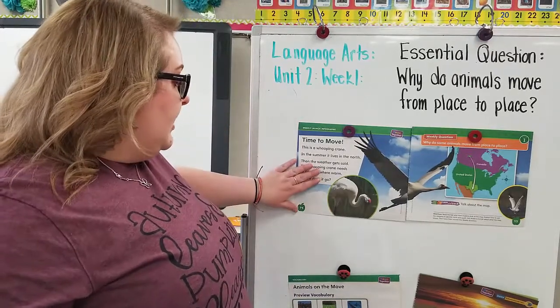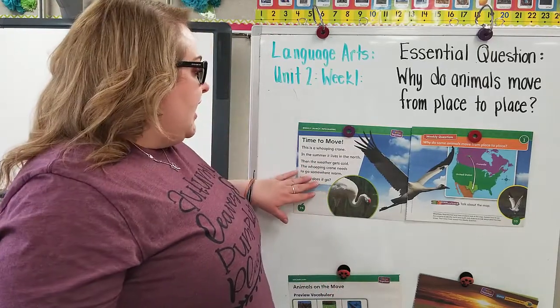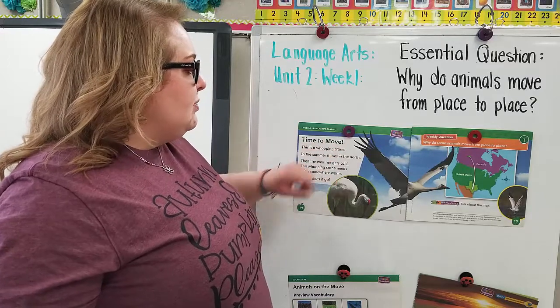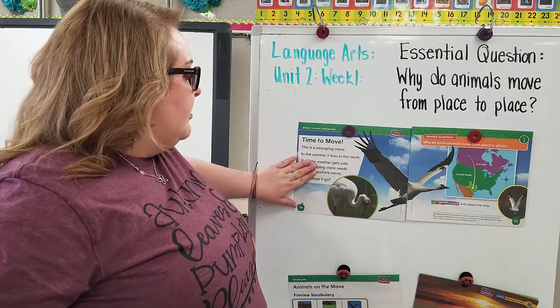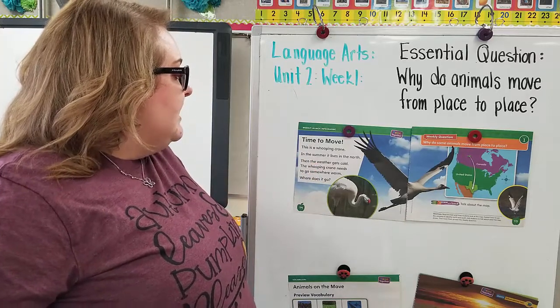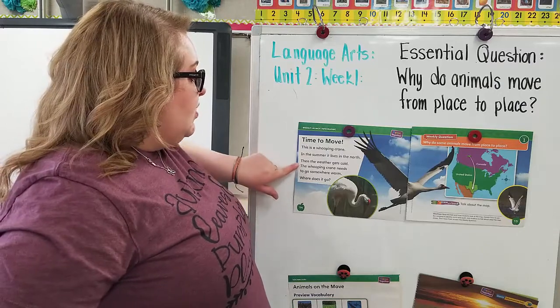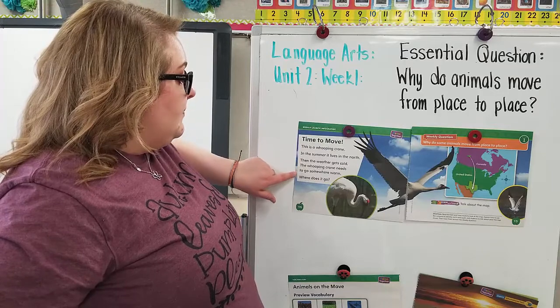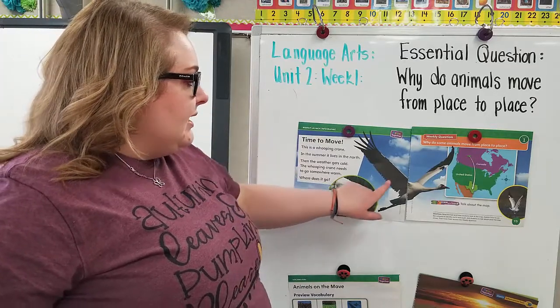So if we look over here on page 14 of our Unit 2 My View book, we have the big topic, time to move, and we have an exclamation point at the end. And the story says, this is a whooping crane. In the summer, it lives in the north. Then the weather gets cold. The whooping crane needs to go somewhere warm. Where does it go? And so you can see, here's the whooping crane, and here it's flying.